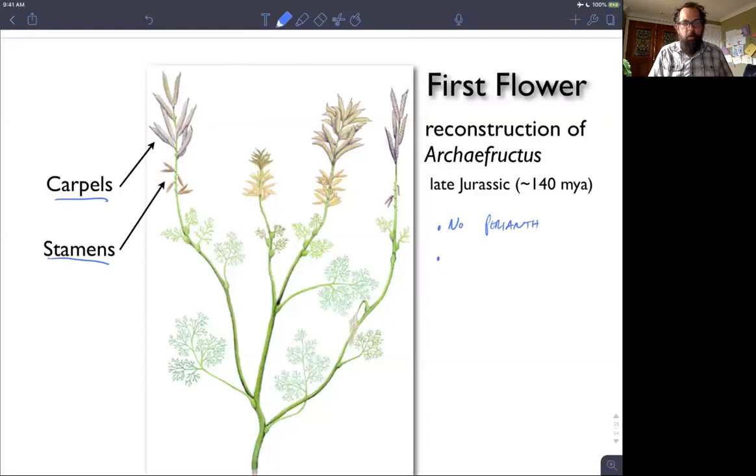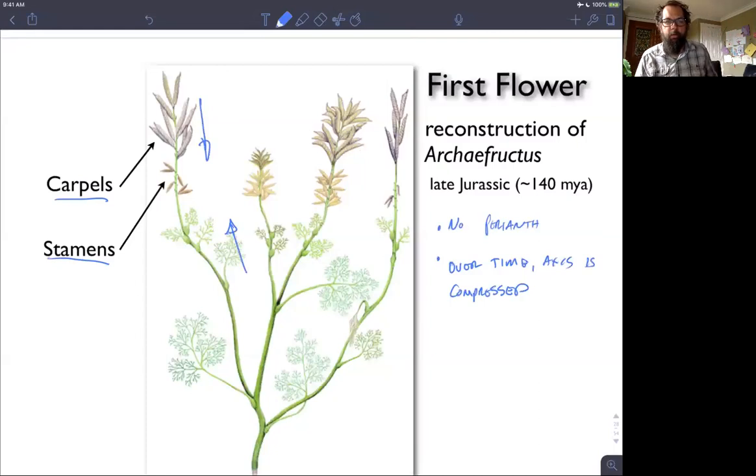And so the idea is that over time, this axis is compressed. We get compression of this axis into a modern day flower with its 4 whorls, the 2 perianth whorls, and then the 2 fertile whorls with the androecium and the gynoecium. But this is about 140 million years old. That's our first macrofossil evidence for angiosperms. We do have pollen fossils that go back a little beyond that.